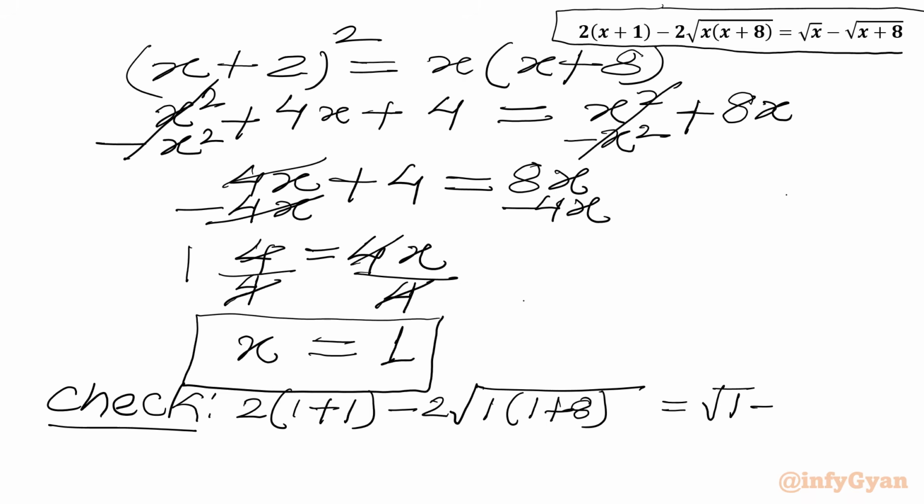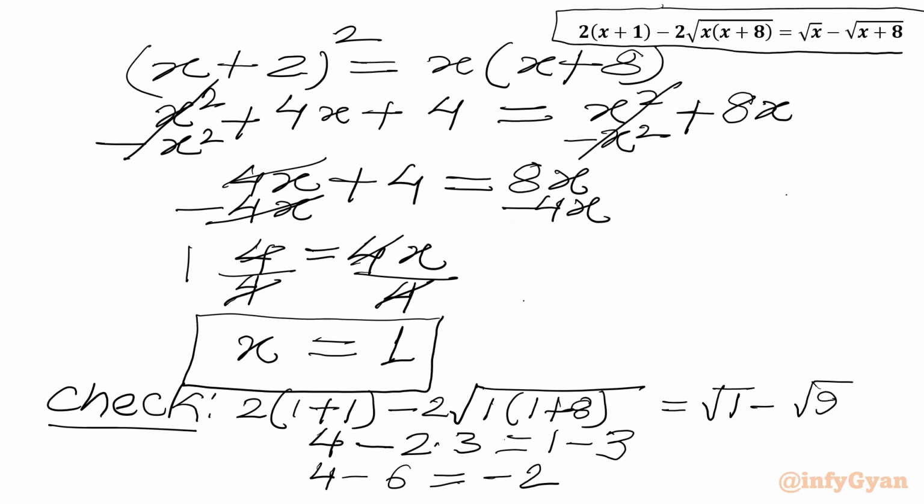Square root 1 minus square root 1 plus 8. We can write 9. So here we have 2 times 2, 4, minus 2 times square root 9. It is 3, equal to 1 minus 3. So we'll get 4 minus 6 equal to minus 2. From here, we'll get minus 2 equal to minus 2, which is true in real numbers. So our solution x equal to 1 is true and verified.